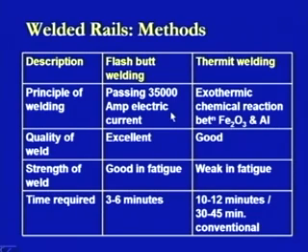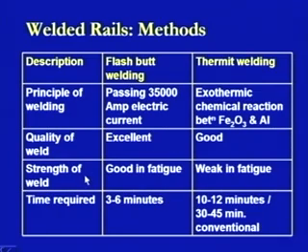Whereas in the case of thermite welding, we are using an exothermic chemical reaction between the iron oxide and aluminum, and from this exothermic chemical reaction we get iron and aluminum oxide, and this is the principle by which the joining is being done. Now, as far as the quality of weld is concerned, the quality of weld is quite good in both the cases, and of course, it is a little better in the case of flush butt welding as compared to the thermite welding.